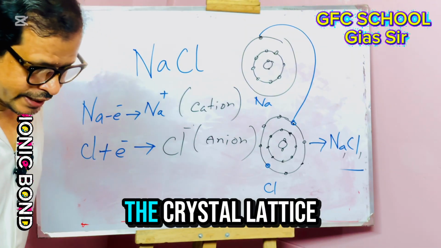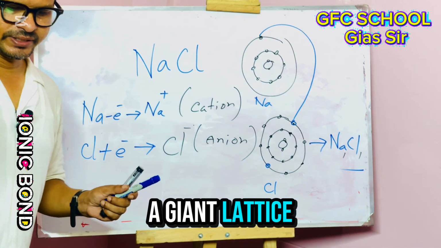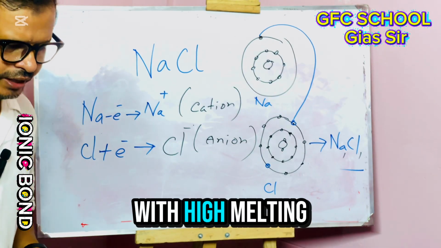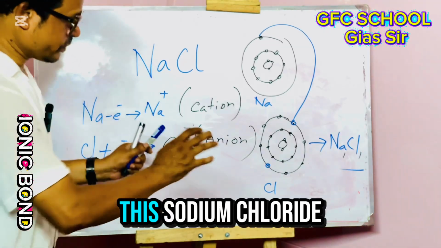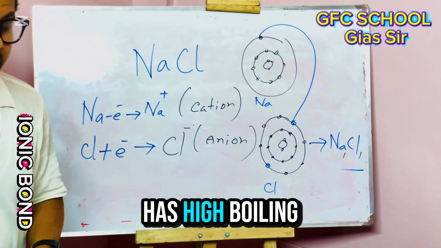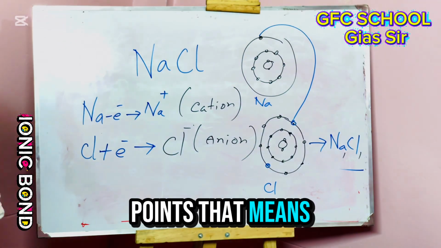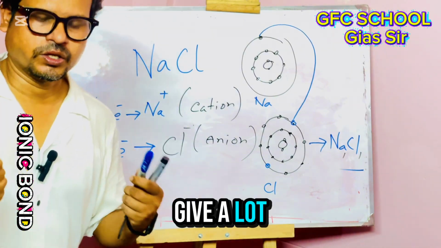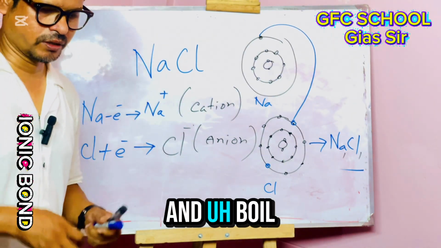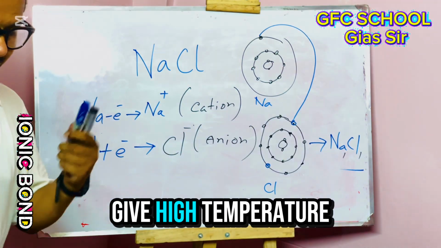And crystal lattice: actually, ionic compounds form a giant lattice structure with high melting and boiling points. Guys, this sodium chloride has high boiling and melting points. That means if you want to melt sodium chloride, you have to supply a lot of heat. Okay, and if you want to boil sodium chloride, we have to give a high temperature.